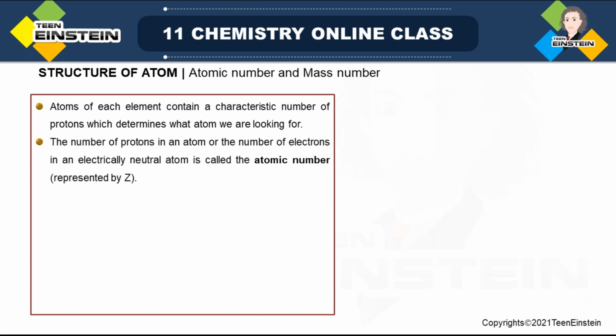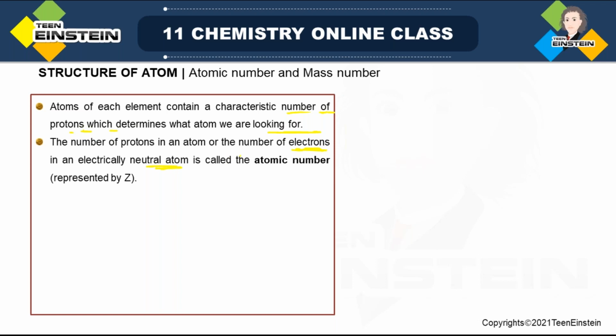Though we have already seen some introductory ideas in the previous chapter, some basic concepts of chemistry, here we'll go into details. Atoms of each element contain a characteristic number of protons in the nucleus, and this determines which atom we are looking at. So if you know the atomic number, you can easily identify which element you are talking about. That is why it is important for us to know. The number of protons in an atom, or the number of electrons in an electrically neutral atom, is called the atomic number, and it is represented by Z.